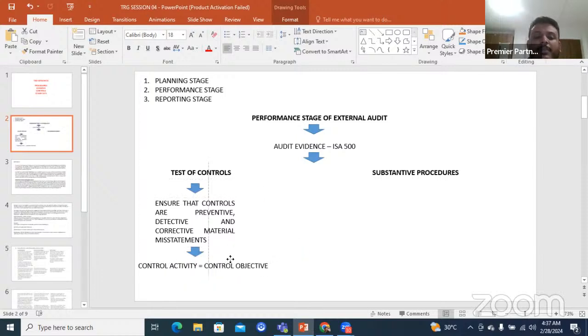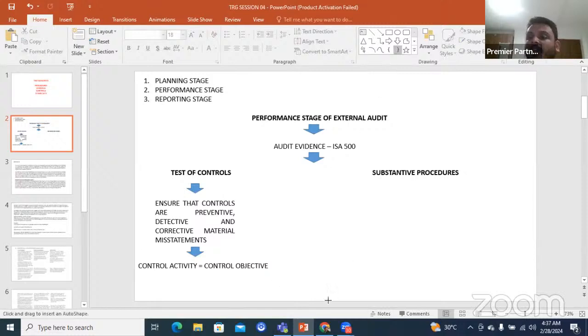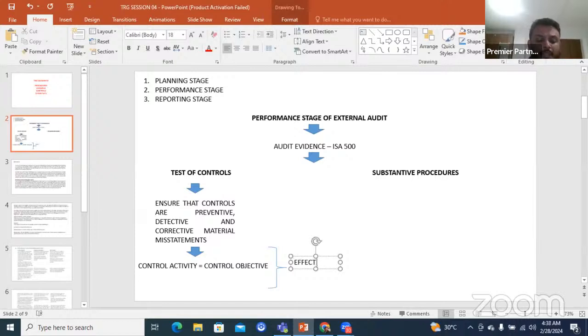Simply, I'll give you one example. Let's say a CCTV camera is focusing in the wrong direction. CCTV is a control activity. That control activity has a control objective. What is the control objective? CCTV means monitoring. So if you fix the CCTV, but let's say it's looking upwards, then the objective is not satisfied. So a control activity that does not meet the control objective means an ineffective control. A control activity that meets the control objective means we call it an effective control.